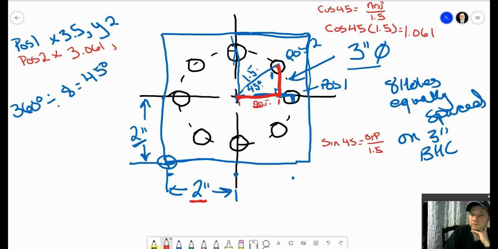Okay, so therefore x will be 2 inches plus 1.061, so 3.061. So to use trig, practically speaking, we need to see the triangle.